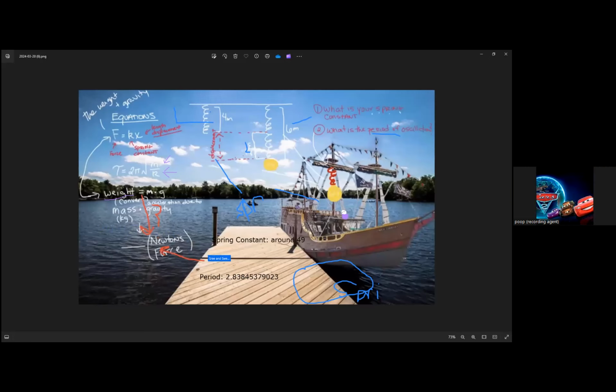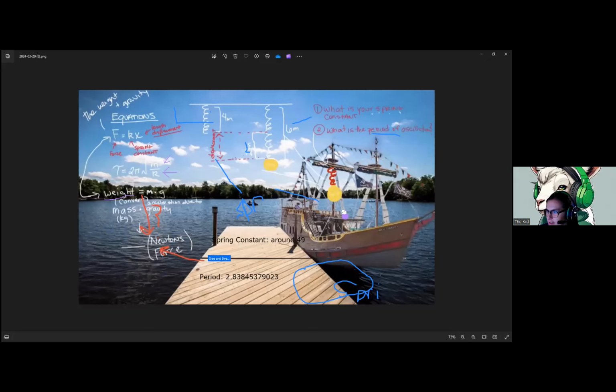I'm getting a different number than 2.8. Could we recalculate that? Because you do have all your numbers correct. Okay, I'm gonna repeat it. It's 2 pi times the square root of 10 over 49. And it says 2.8384. Make sure that your m over k, both of those are under the square root, sometimes you need them in parentheses. They are. Can anybody else calculate that, just to make sure?